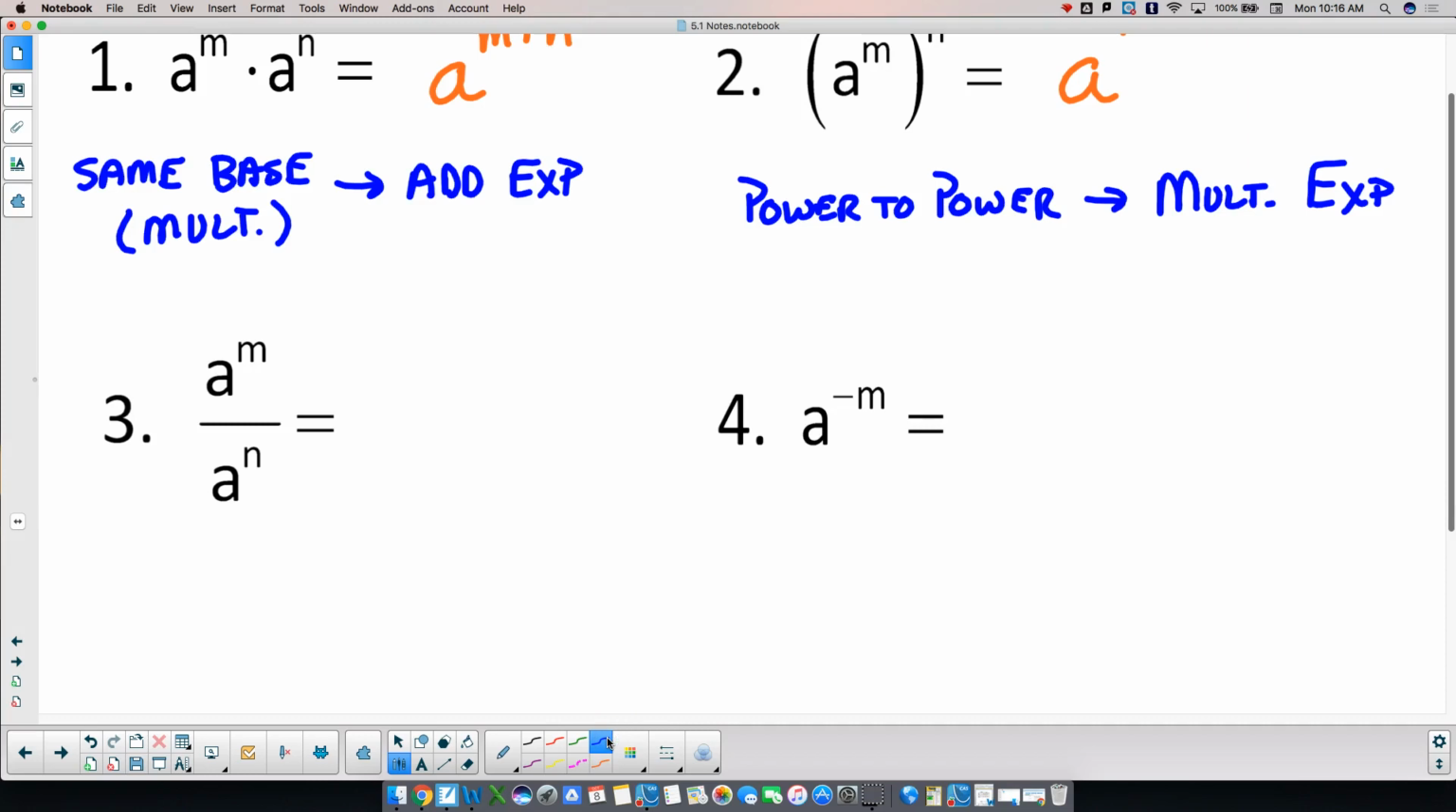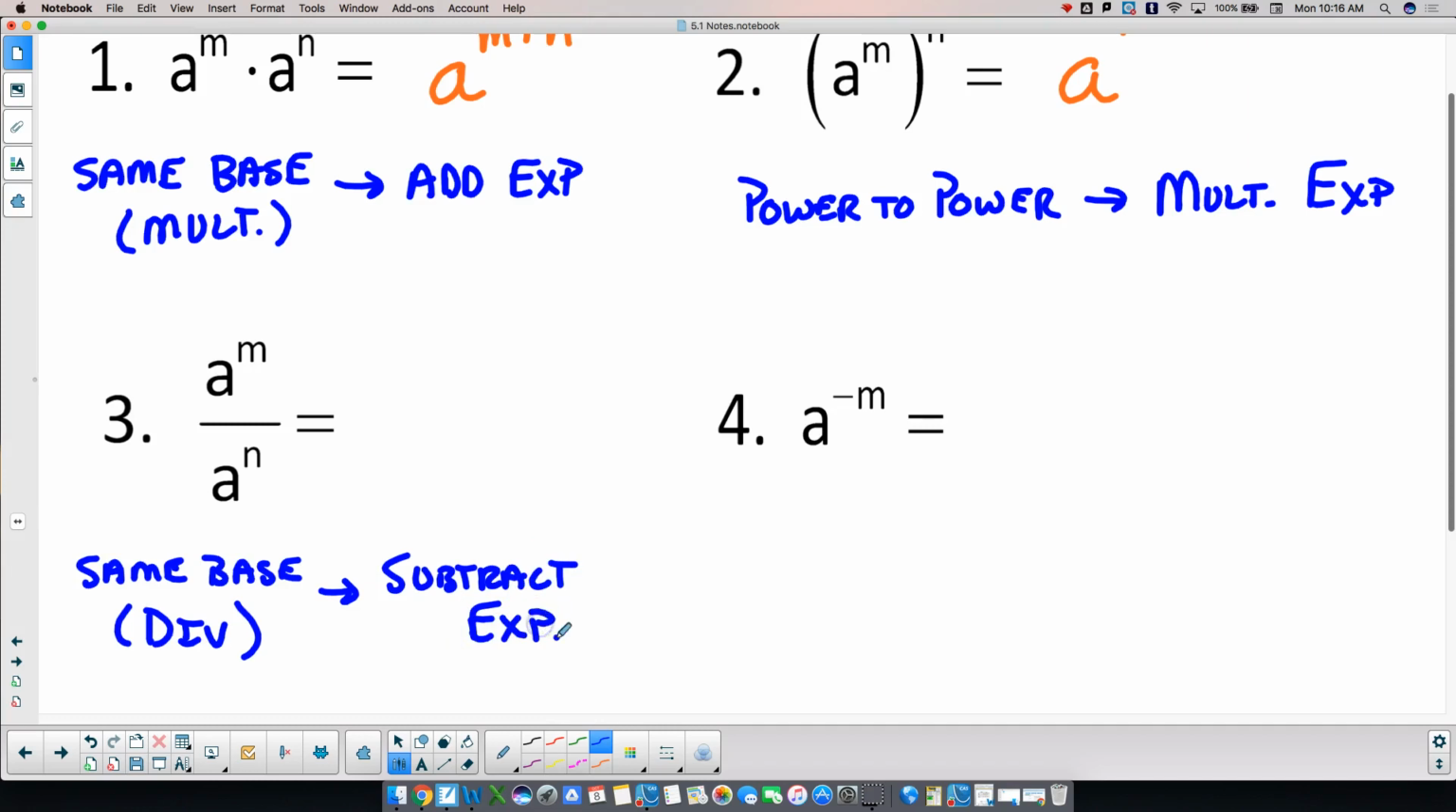When I have the same base and I am dividing, I subtract the exponents. So this is a to the m minus n power. Okay. But I'll show you a little bit later on a different way of thinking about a quotient one, like number 3.